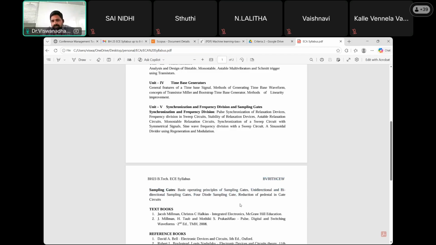Don't leave it thinking it is nothing. That is, how to reduce noise, since pedestal is also a kind of noise. We already gave one bit on it in the second mid objective, a fill in the blank question. So prepare for that also. This is a very, very easy part in the 5th unit, sampling gates.